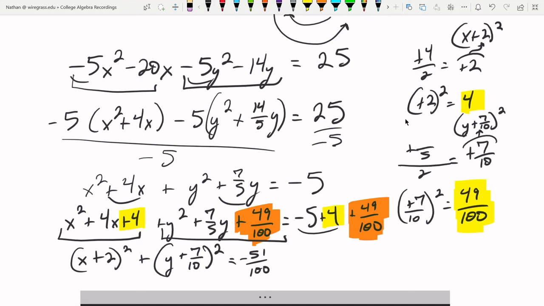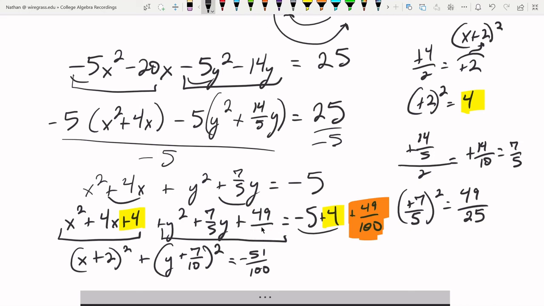So it's going to change this to 14 over 5 over 2, or 14/10, which is the same thing as 7/5. I think that's where I got my 7/5 from. Of course, 7/5 squared is going to be 49 over 25. So that's going to end up changing this one to 49 over 25, and this one here to 49 over 25.